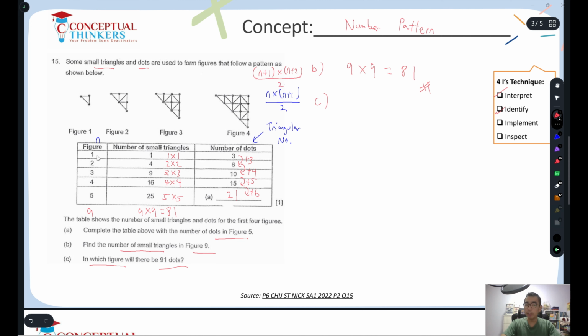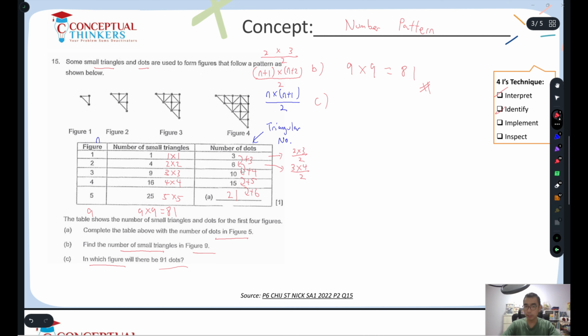When n is equal to 1, this will be equal to 2, and this will be equal to 3. Then if I multiply and divide by 2, I will get 3, because you get 6, or you can cancel the common factor, then you get 3. So it matched the first number, right? Good. So I will try with another figure. Let's write it down first. So this will become 2 times 3 over 2. This one will be 3 times 4 over 2.